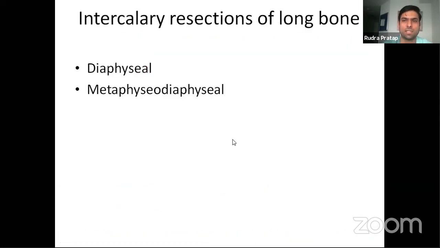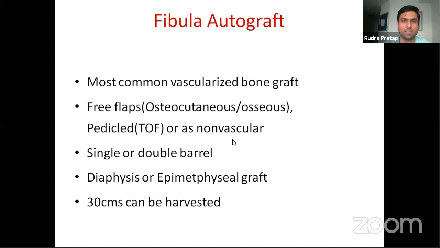In intercalary resections, there are two types of resections. It can be either diaphyseal or metaphyseo-diaphyseal. The most common graft that we use to reconstruct is the fibular allograft. It can be used either as an osteocutaneous or osseous free flap, or a pedicle tibialization, or as a non-vascular flap.